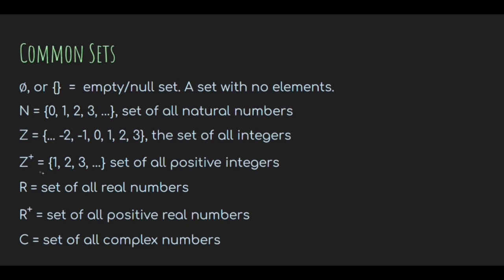You have something very similar, but only with the set of all positive integers. 1, 2, 3, 4, 5, etc. Not 0, because 0 is not positive or negative. Then we have R, the set of all real numbers. Very similar again, but with the set of all positive real numbers, kind of like how we did for Z. And then we have C, the set of all complex numbers.